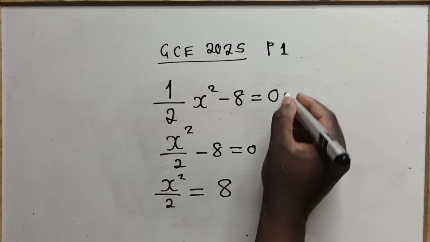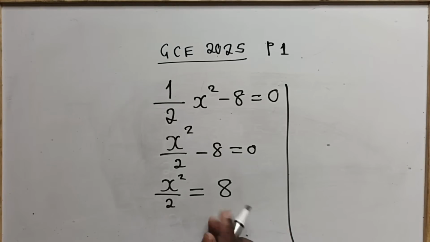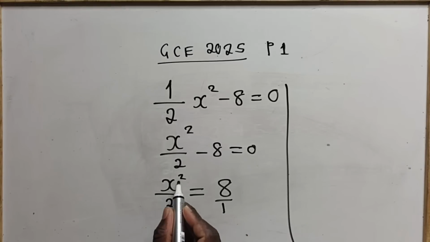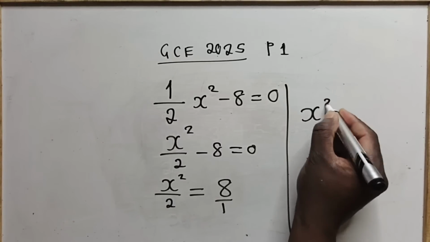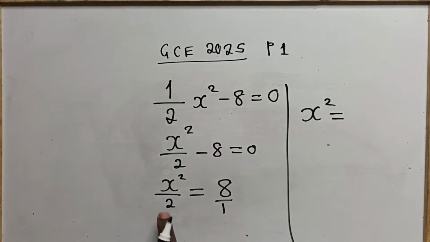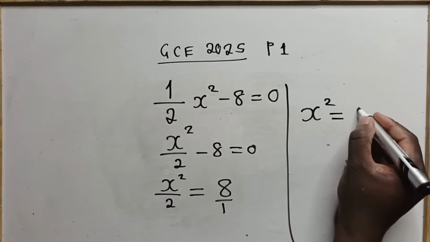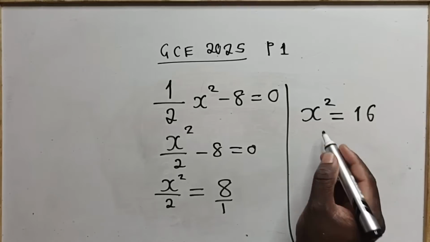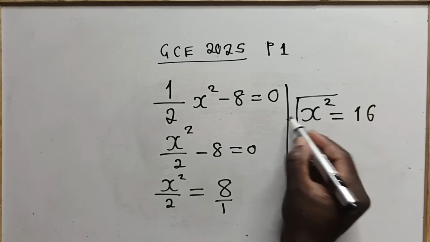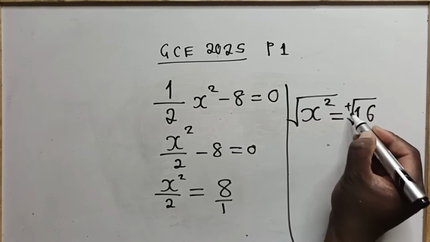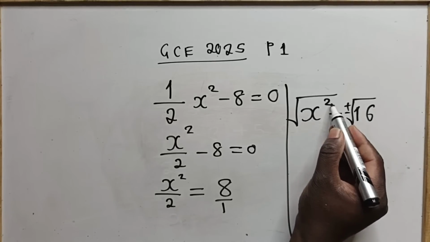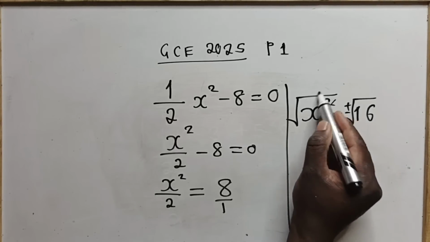Now, from this point, we can say there is a 1 here. We know that there is an invisible 1. So this one multiplied by x power 2, it will give us x power 2, which is equal to 2 times 8 will give us a 16. We now find the square root. And why are we finding the square root? It's because we want to get rid of this power 2. So the 2 and the root will go.